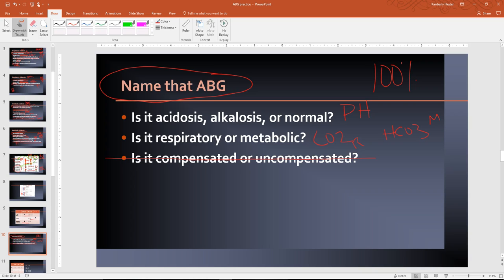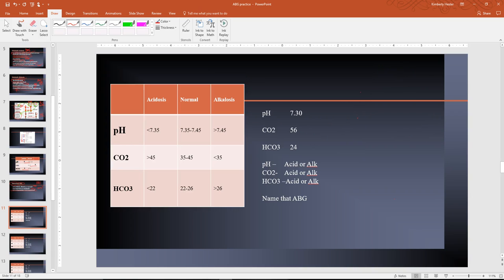Is your pH acidotic or alkalotic? And is your CO2 abnormal or your bicarb abnormal? So let's go down and do a practice ABG. All right, so we're going to put our little cheat sheet up here in the beginning to help out. And then as we go down the slides, we're going to take that cheat sheet away and start trying to do it by memory.